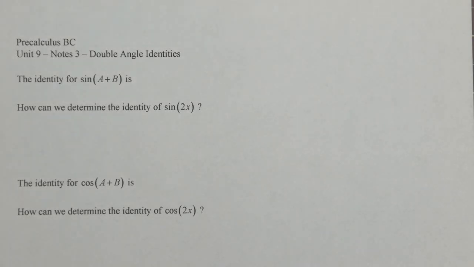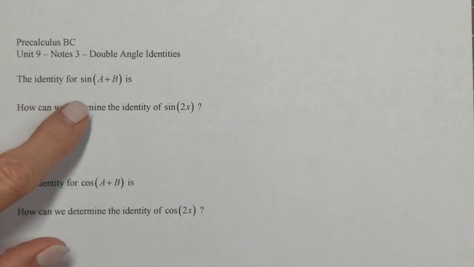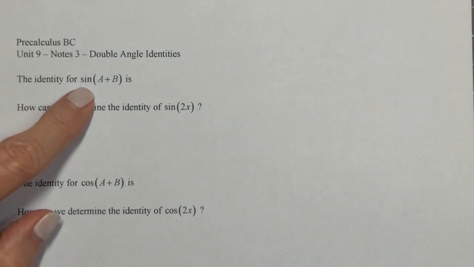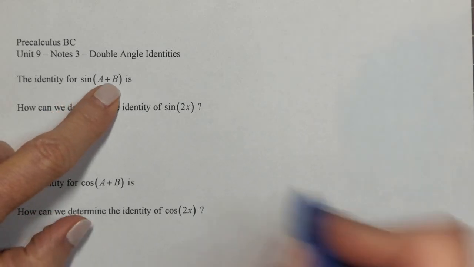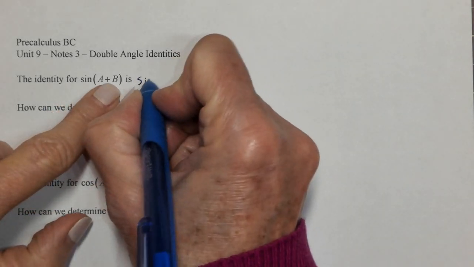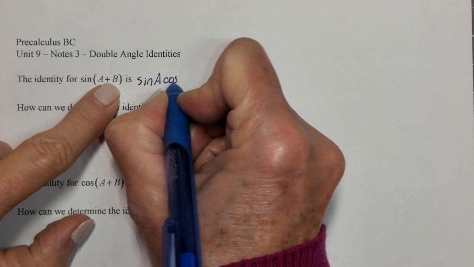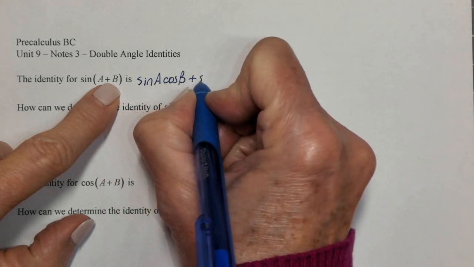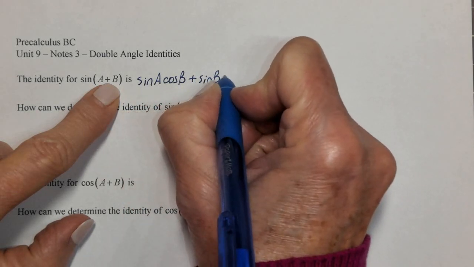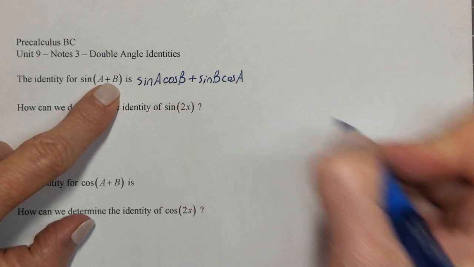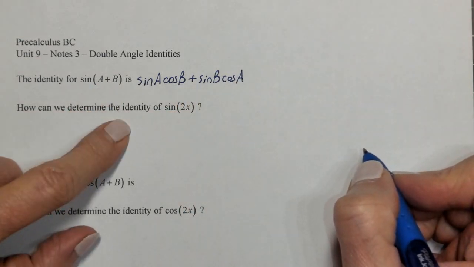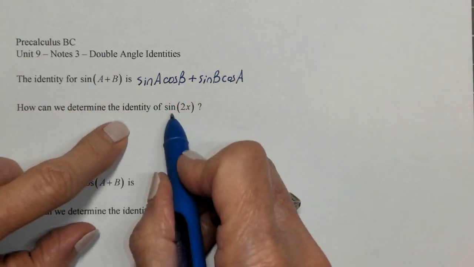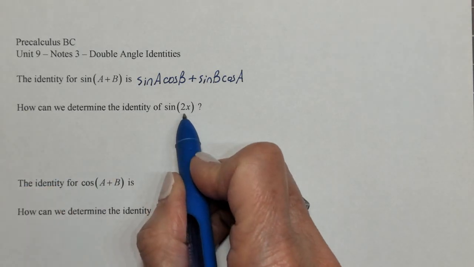In this video, we're going to be taking a look at the double angle identities. So let's recall the formula of the identity for sine of the sum of two angles. That was sine of the first angle times cosine of the second plus sine of the second angle times cosine of the first angle, like that. So what can we do to determine the identity for sine of 2x?